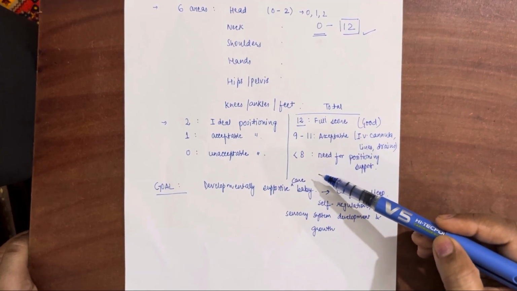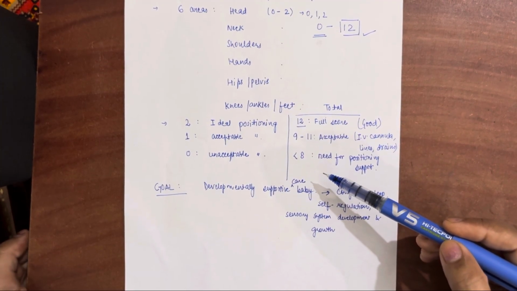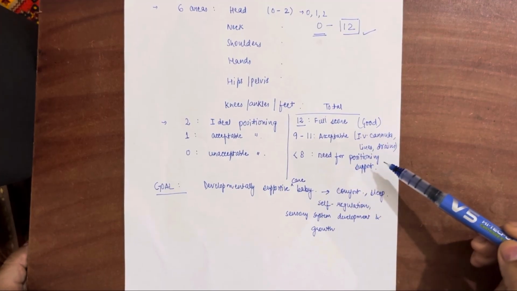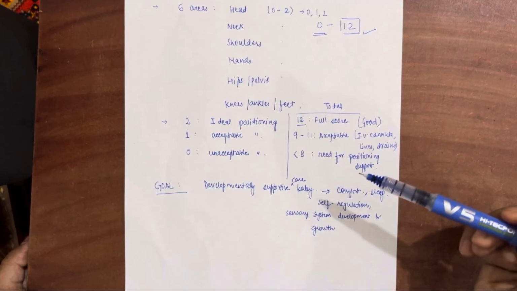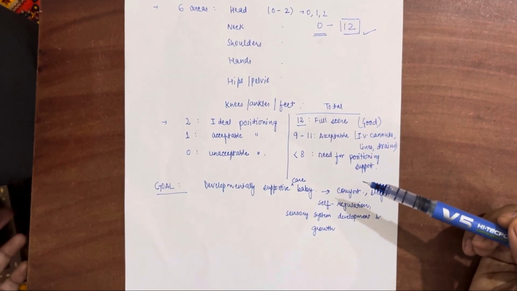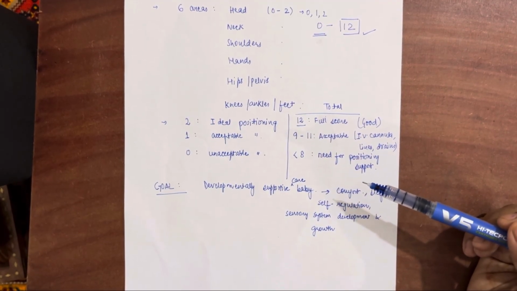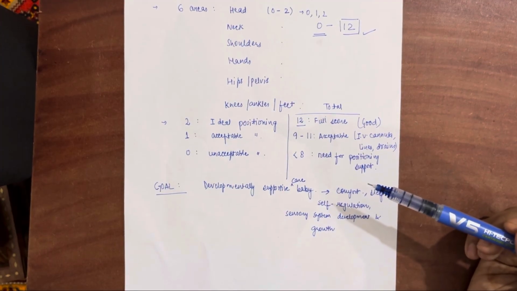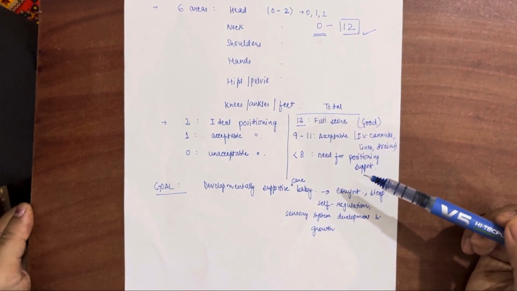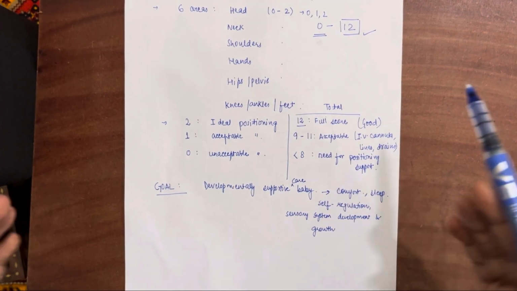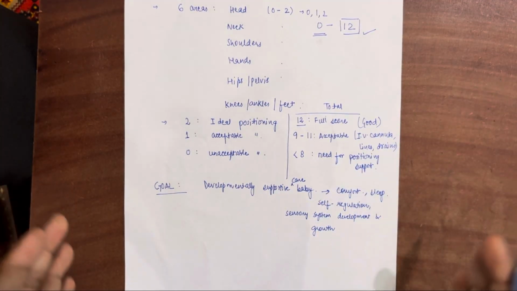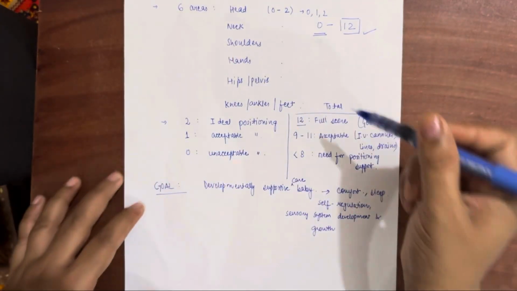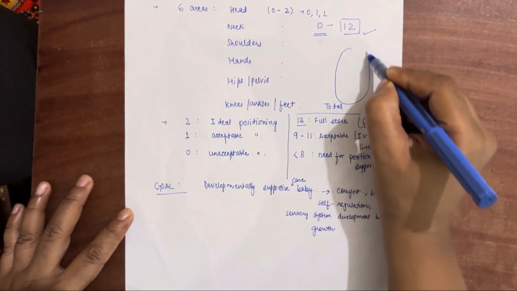And if you get a score that is less than 8, it means that there is a need for positioning support. So what actually is positioning support? If you have visited an ICU, or if you are a student or a healthcare worker working in the NICU, then you must have seen that all the preterm babies or even the term babies, all the babies, are kept under a structure, a nesting. This is known as nesting.